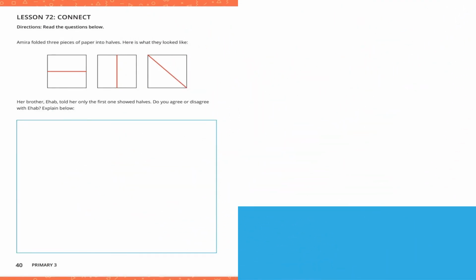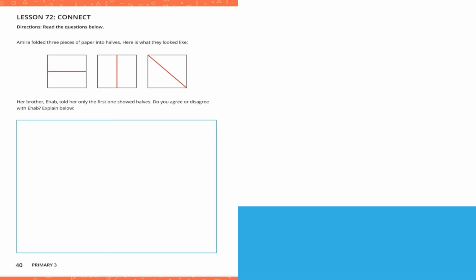22. The connect part. Amira folded 3 pieces of paper into halves. I have here 3 papers. Okay, she folded them, each one into 2 halves. Here is what they looked like. Her brother Ihab told her only the first one showed halves. Only the first piece of paper showed halves, but they are not halves. Do you agree with him or disagree?